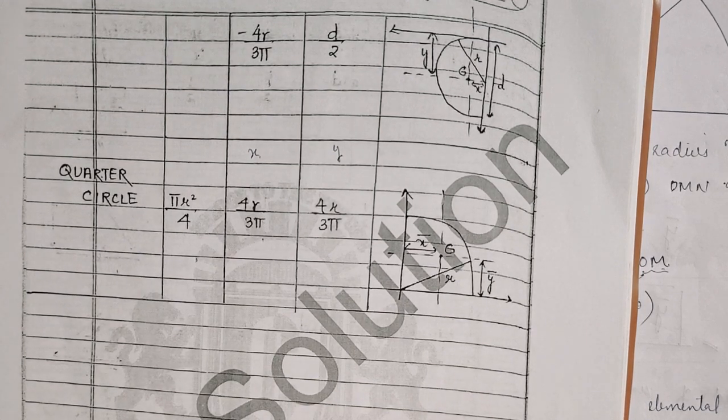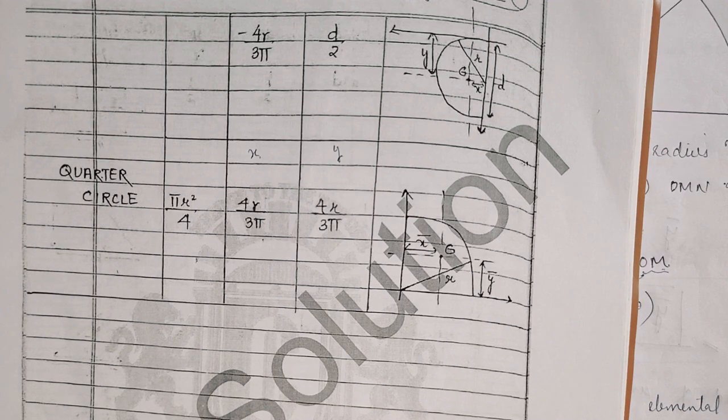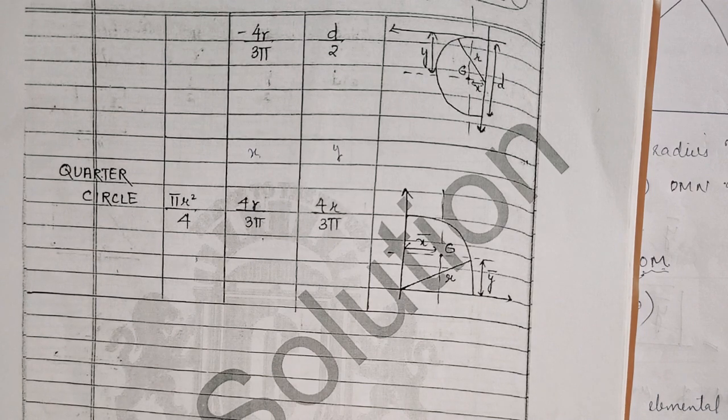So this was about the derivation of the centroid of semicircle and quarter circle and also the sector of a circle. From the next class we will go to the problems. We have a number of types of problems. After problems we will go to the moment of inertia and then we'll continue our classes. Thank you.